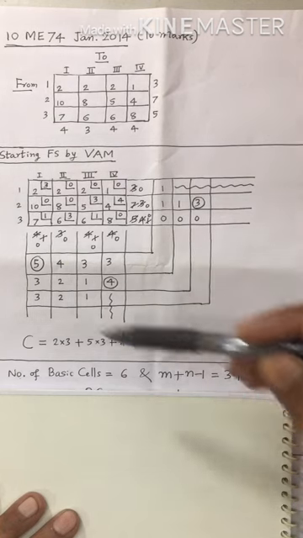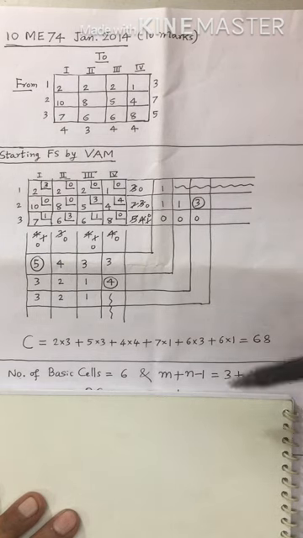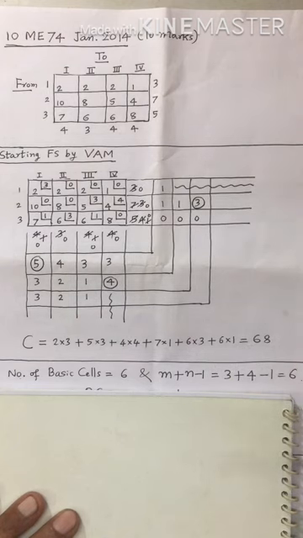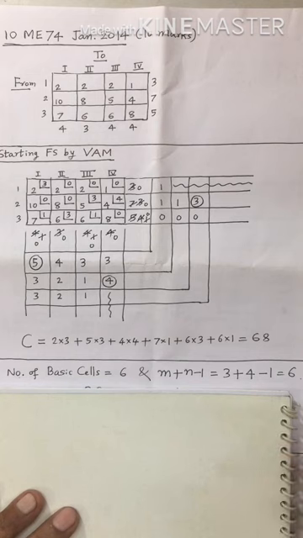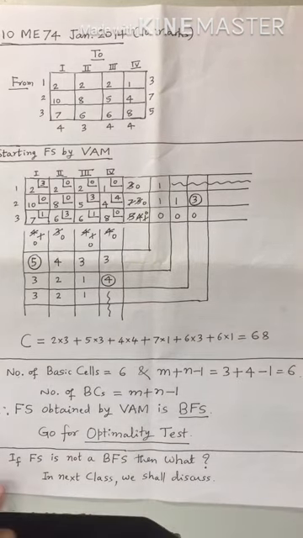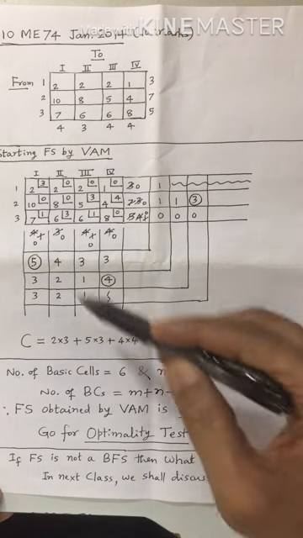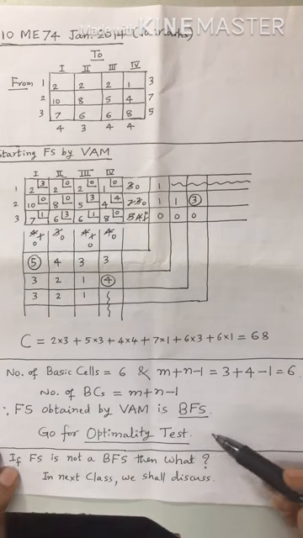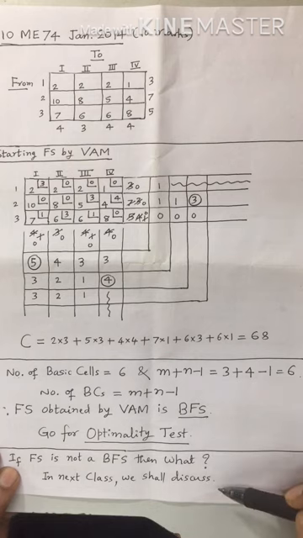And what is m plus n minus 1? m is the number of rows, that is 3, and n is the number of columns, that is 4. So m plus n minus 1, that is 3 plus 4 minus 1, that is also 6. And the number of basic cells in this is 6, and this also is equal. Therefore, this solution is not only a feasible solution, it is also called a basic feasible solution. So only a basic feasible solution can be subjected to what is called the optimality test.